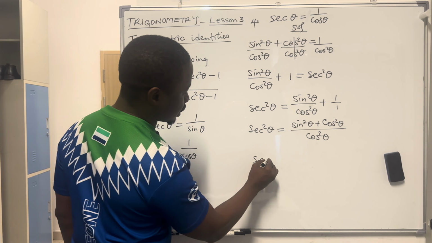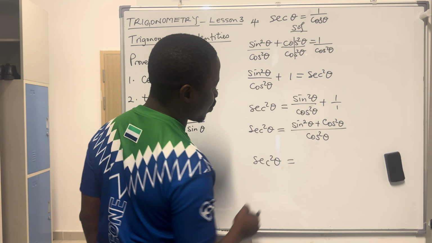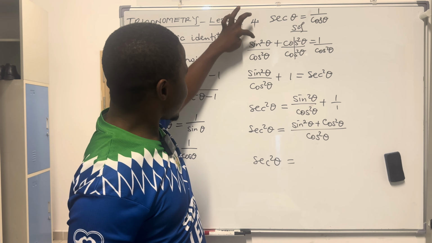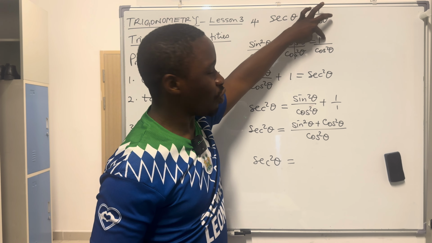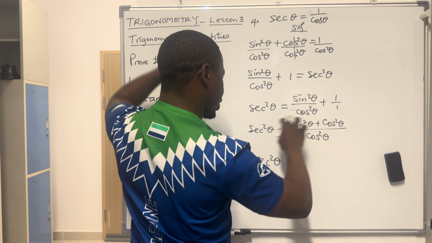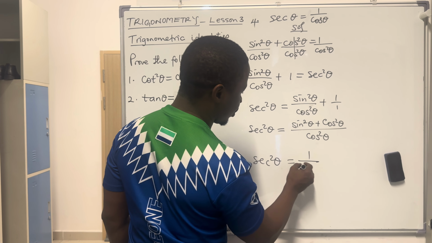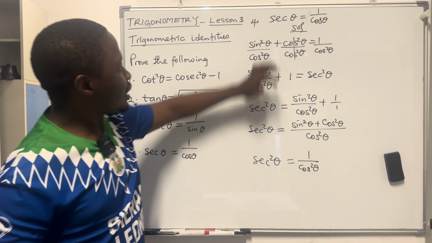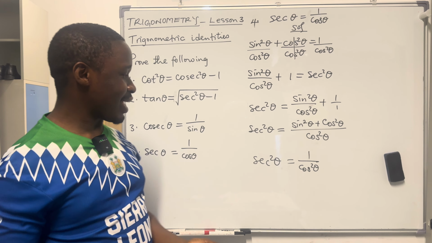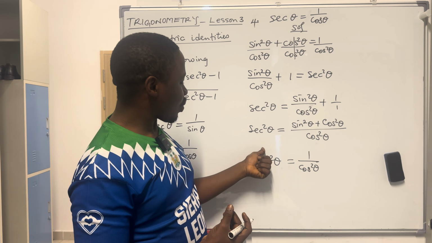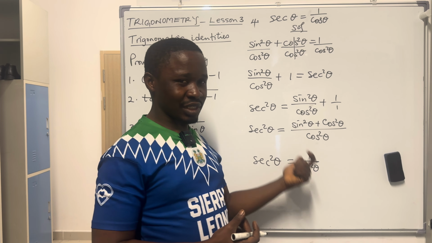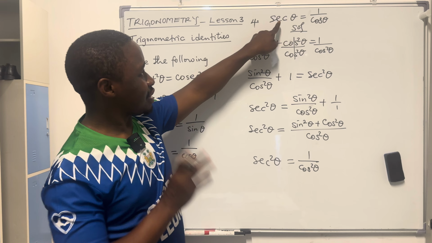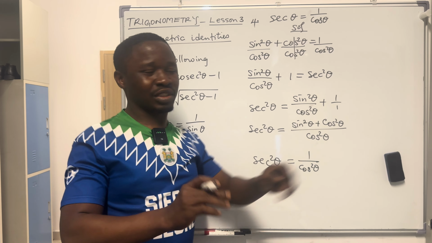So we say sec square theta is equal to sine square theta plus cos square theta. Sine square theta plus cos square theta is always 1. So this numerator gives 1 over cos square theta. See what we want to prove. If the question were like, prove that sec square theta is equal to 1 over cos square theta, this would have been our result. But it says just sec equal to 1 over cos.